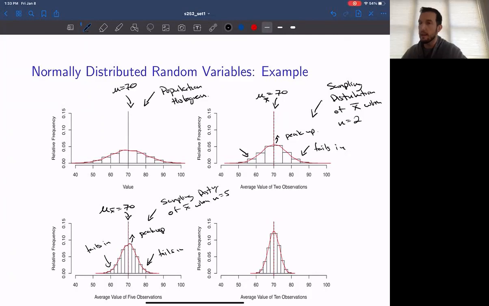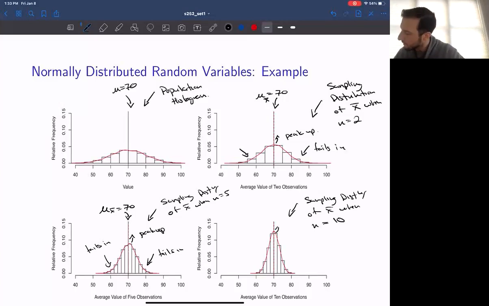And then finally, in the last plot, we have the sampling distribution of X bar when n is equal to 10. And then you can see all the same phenomena, or all the same results, I should say, that we observed before.